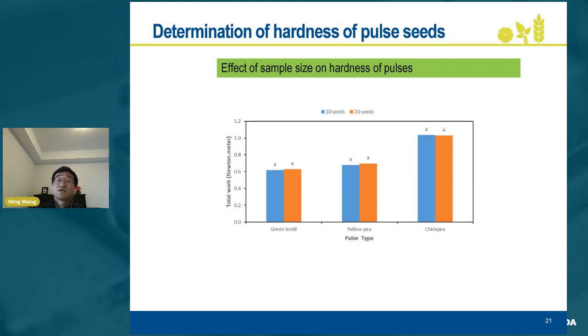Since the hardness was determined based on one seed, how many seeds will be required to give a representative value? So we determined 10 seeds and 20 seeds. Results show there is no significant difference for different pulses. So we decided to determine 10 seeds and then determine the average of the hardness.